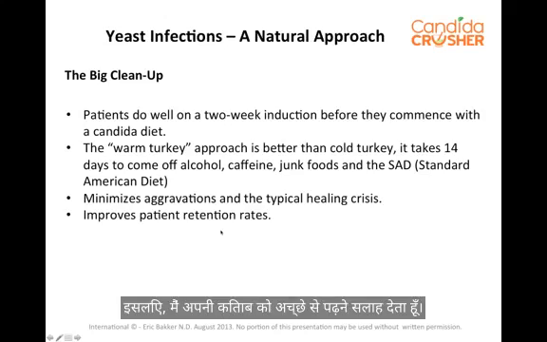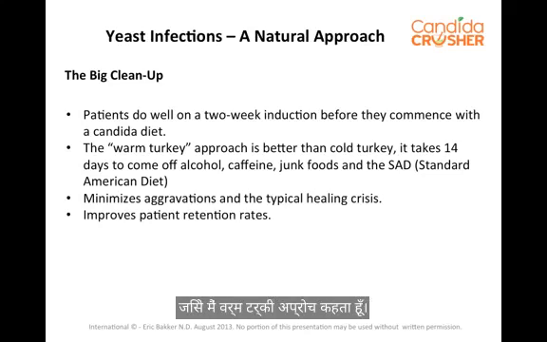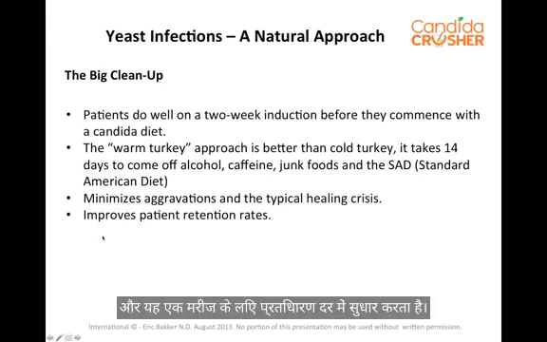So I recommend a big cleanup in my book. Before people go on the Candida diet, I recommend that they start with what I call a warm turkey approach. I slowly take them off junk food and caffeine over a 14-day period. I wind them down slowly. This minimizes aggravations and the typical healing responses people get, and it improves retention rate for a patient.